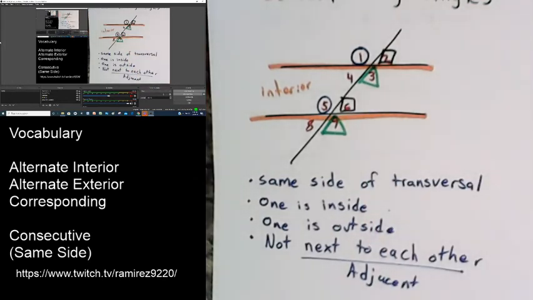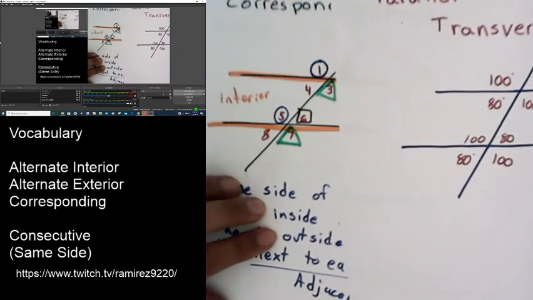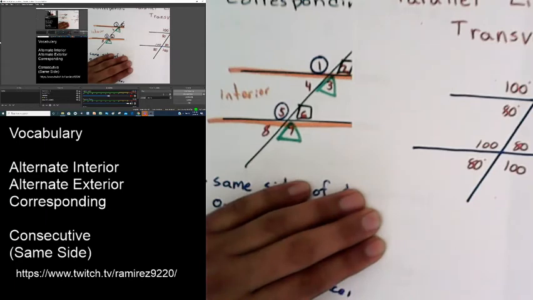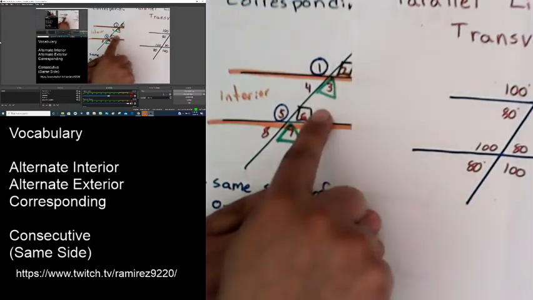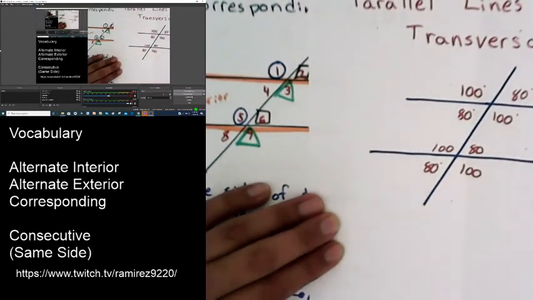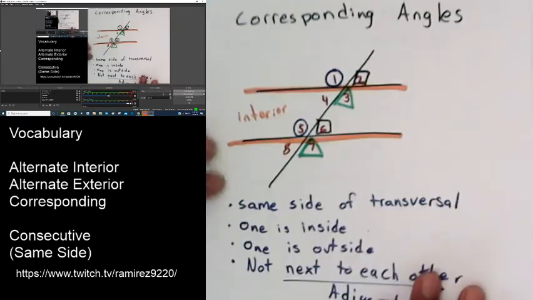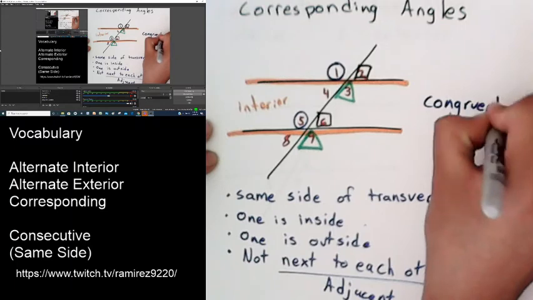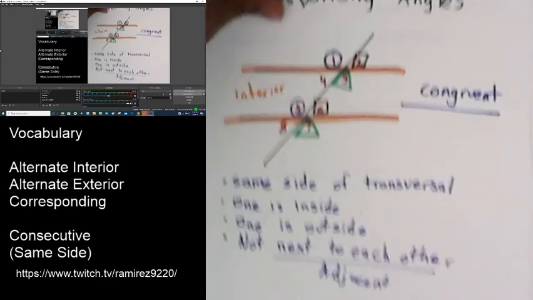Now we compare it to our numbers over here. Look at that 1 and 5, right? 100, 100, they're congruent. Let's look at that 3 and 7. 100, 100, they're congruent. Look at that 2 and 6. 80, 80, they're congruent. Corresponding angles are also congruent. Very important. So far, these 3 we've talked about, they have that same relationship in which they are congruent. Where congruent means, as you saw, that they're just the same.